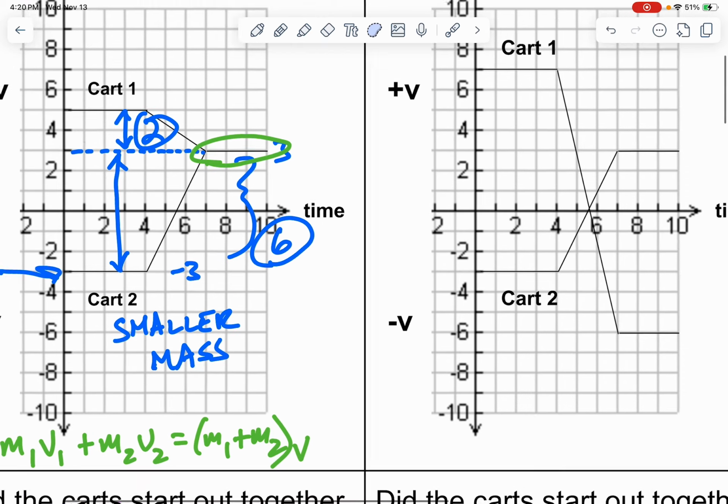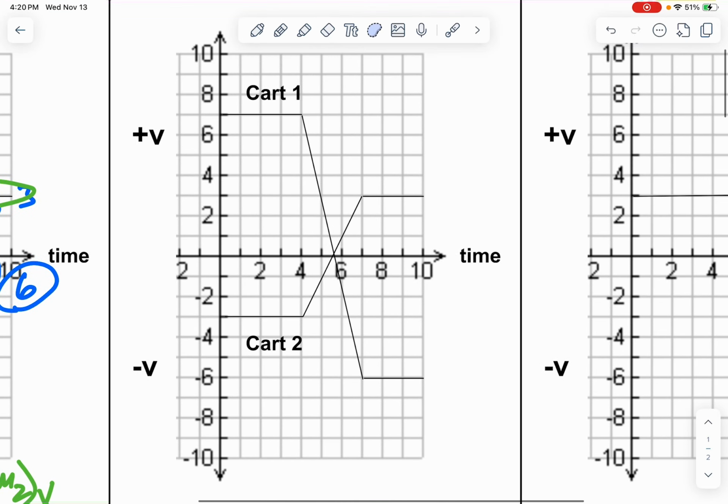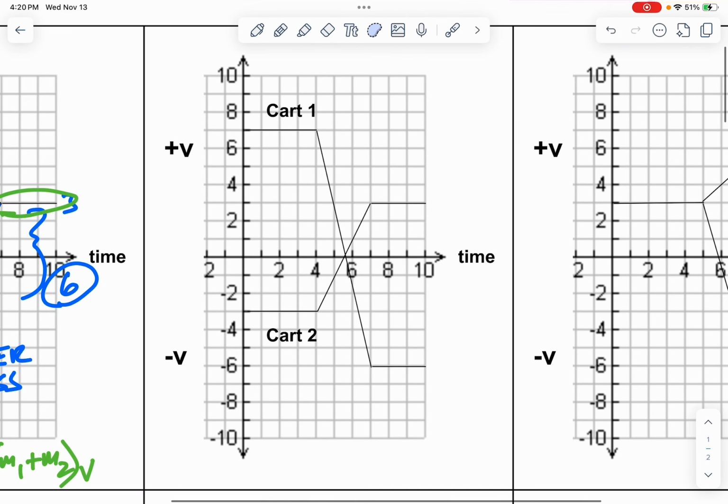All right, so if we look at our second graph here, zooming in, did they start out together or separate? So again, here's cart 1, cart 2, they're starting out separate from each other. But what we notice is that at the end, cart 2 is up here and cart 1 is down on the bottom. So they start out separate, they ended separate.